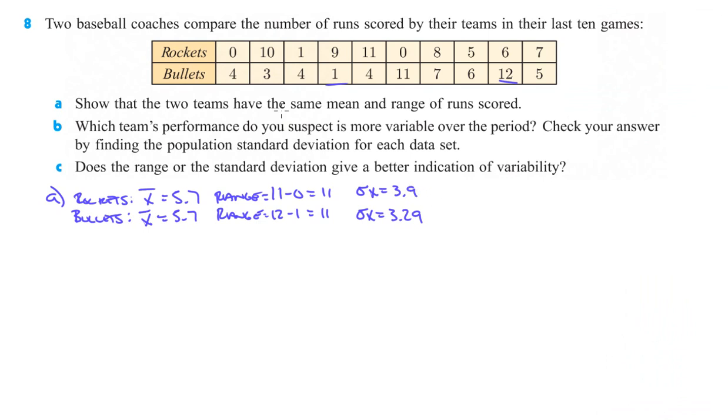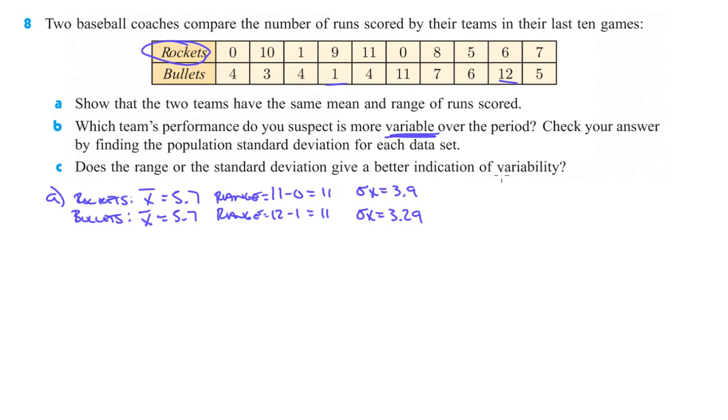So that means definitely that the Rockets have a bigger standard deviation, which means that's the average distance away from the middle number. If you were to randomly choose one of those numbers, the bigger the number, the more variable it is over the period. Okay.